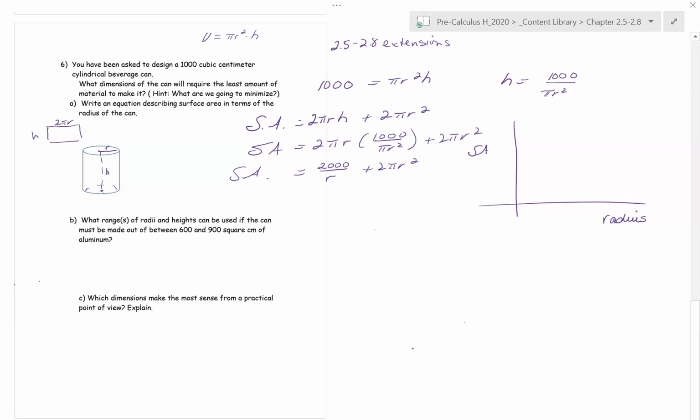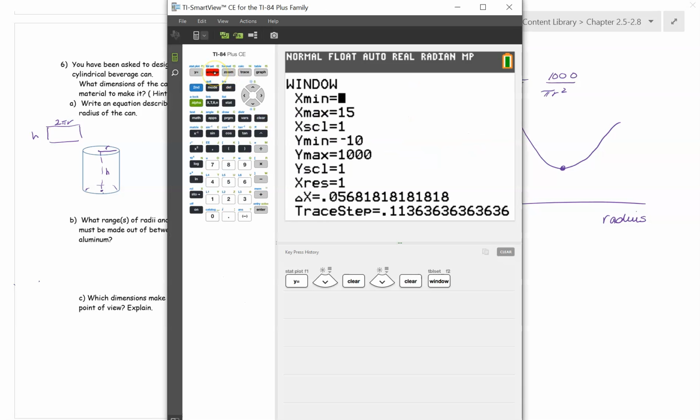So we're going to grab our calculator right now. Go ahead and pause the video, graph this in your calculator, and find the minimum surface area. The graph's going to look something like this, and we want what radius will give us the minimum surface area. Pause the video and do that now, please. For a window, I chose 15. Fifteen centimeters for the radius of a can would be quite large, I just went really, really large. And then I just chose the surface area to be 1,000. I just wasn't sure what to pick.